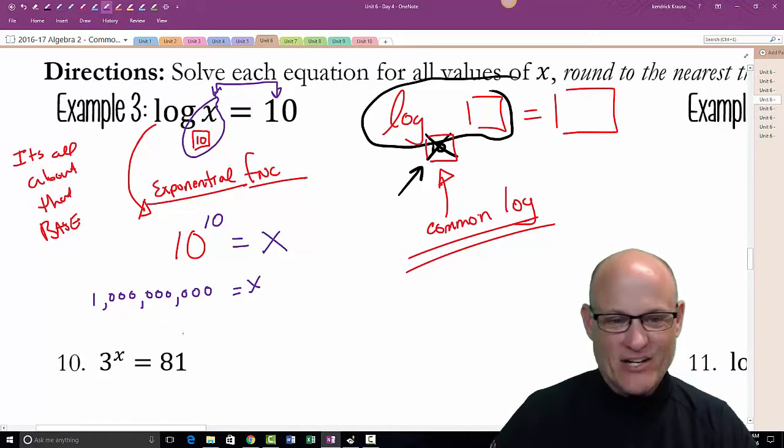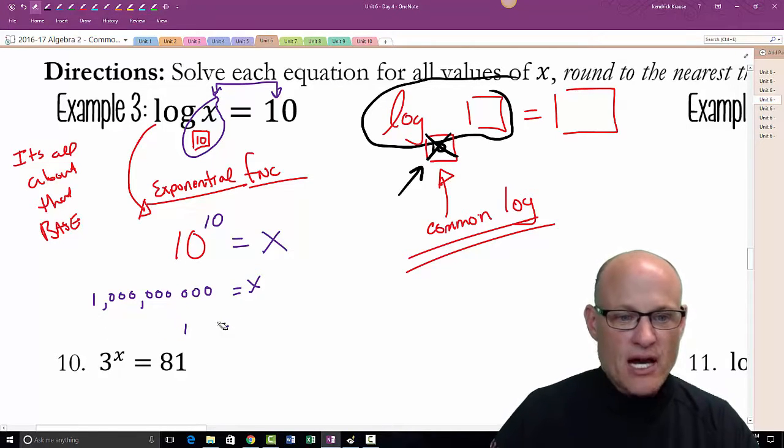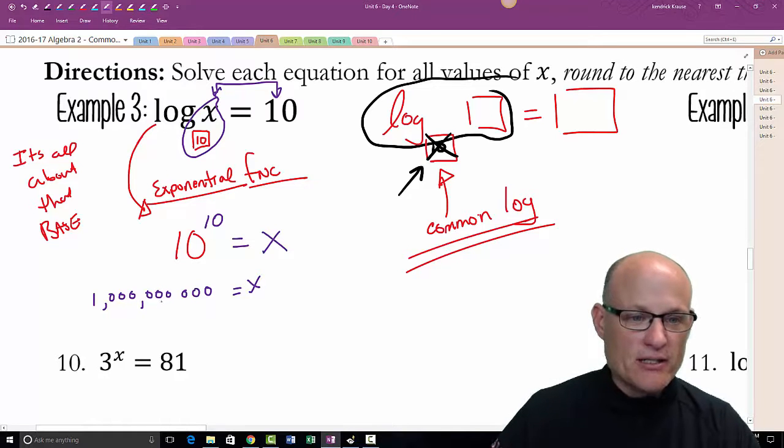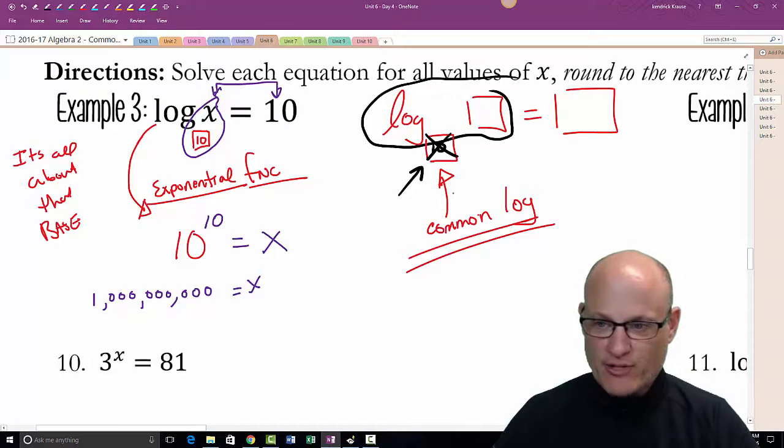$1 billion. You could always write 1 times 10 to the 10 equals x, or 10 times 10 to whatever it is. I would just write it like that. There it is. $1 billion. All right, that one's kind of boring.